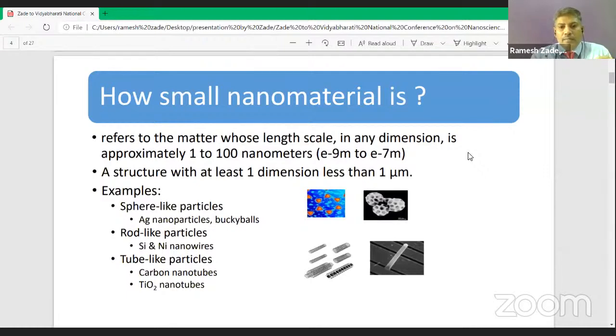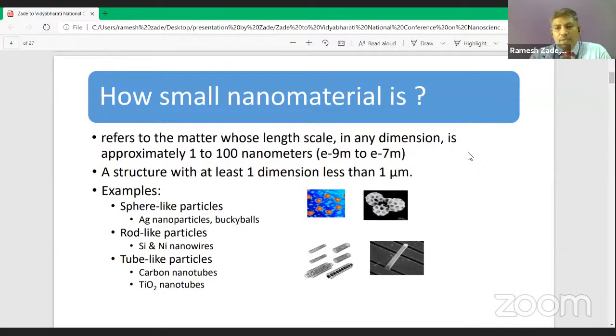Basically, there are a lot of definitions, but the most accepted definition is that a particle will have dimension: either 1-dimensional, 2-dimensional, 3-dimensional, or 0-dimensional as well. And if any one dimension of that particle measures between 1 to 100 nanometers, then you can call it a nanoparticle.